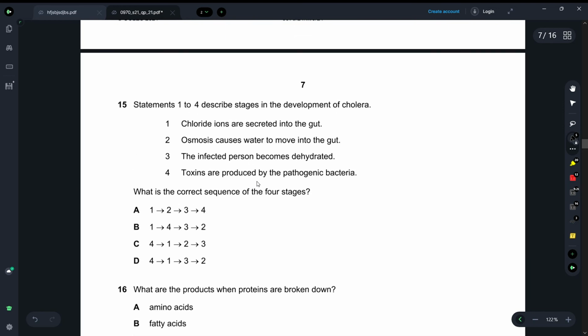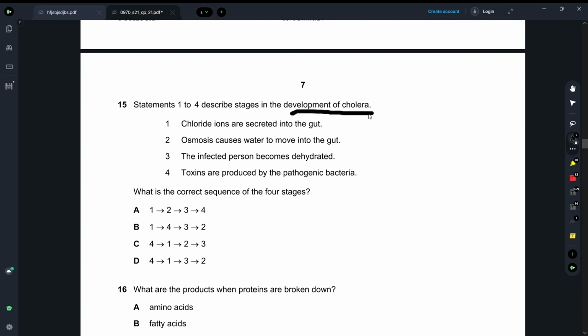Okay, question 15 has some statements, 1 to 4. Development of cholera. We know cholera happens due to drinking contaminated water, which causes diarrhea and problems bad for your health. Number one is chloride ions are secreted into the gut. Number two is osmosis causes water to move into the gut, and the infected person becomes dehydrated. Toxins are produced by the pathogen bacteria. What is the correct sequence of the four stages?